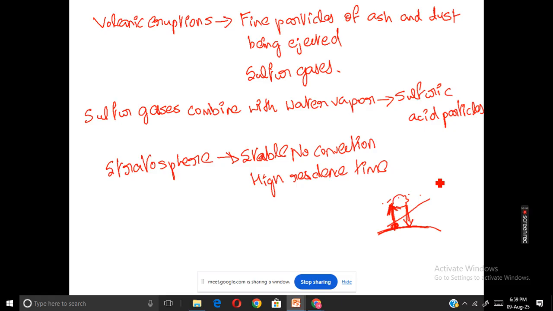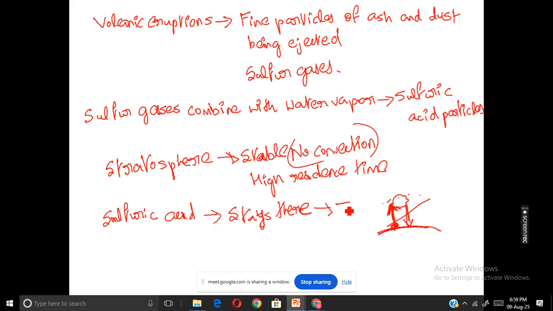But in the stratosphere, due to the stability and stratification present there, whatever reaches the stratosphere will stay for a very long period, that is, for years. In the troposphere it comes down within a week or a number of days, whereas in the stratosphere it stays for a number of years. Because of this, the sulfuric acid particles formed in the stratosphere stay there for many years, and as they reflect the incoming solar radiation, they reduce the temperature of the surface of the earth.